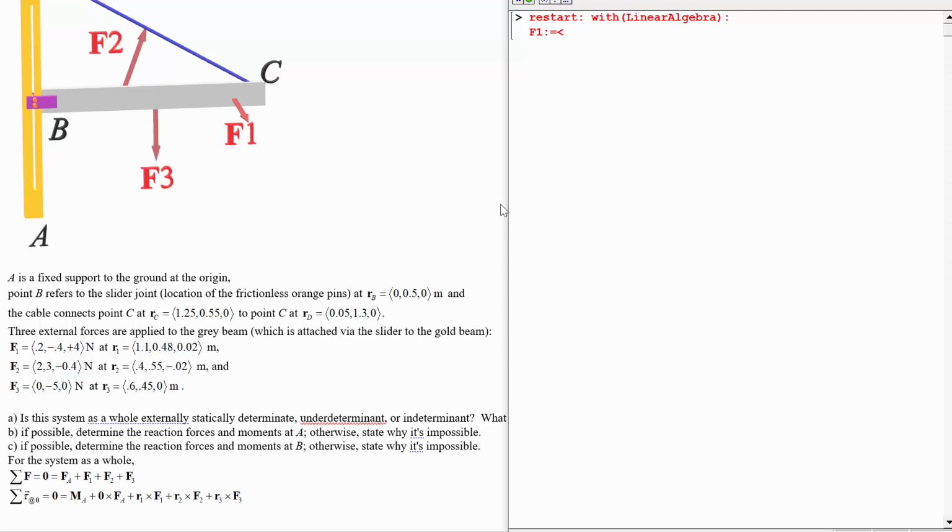F1, 0.2, negative 0.44, and R1 is 1.1, 0.48, and 0.02. Be really careful, double check, look back after you do each of these, because this is a very easy spot to mess up the problem. F2, 3, and negative 0.4, and R2 is 0.4, 0.55, and negative 0.02. Then F3 is 0, negative 5, and 0. And then R3 is equal to 0.6, 0.45, and 0.